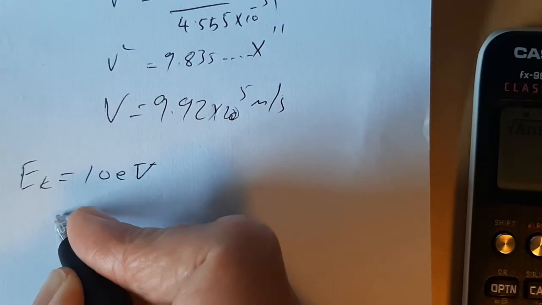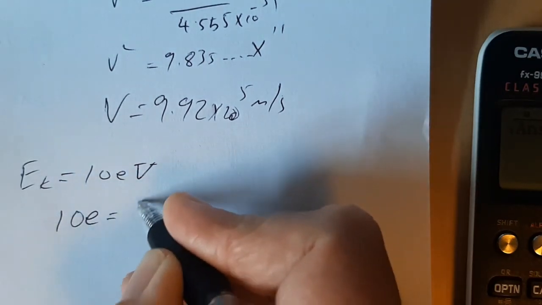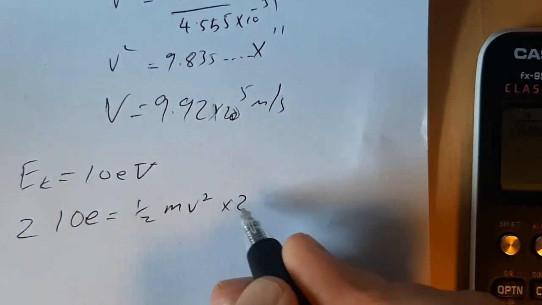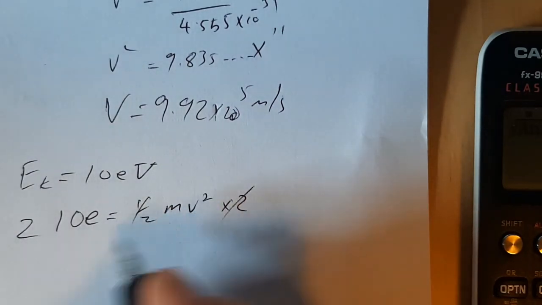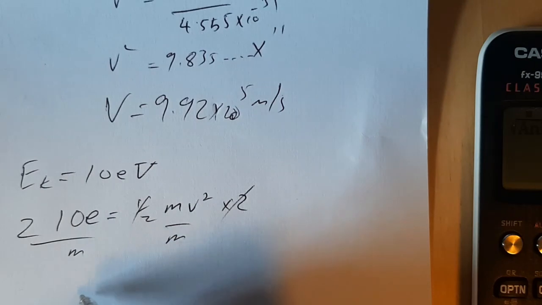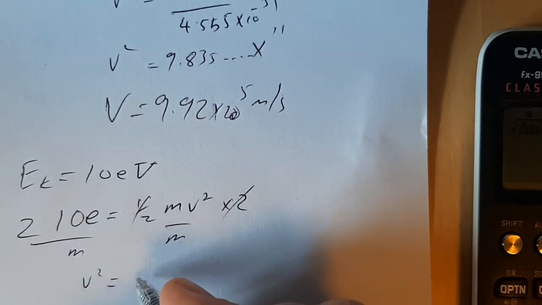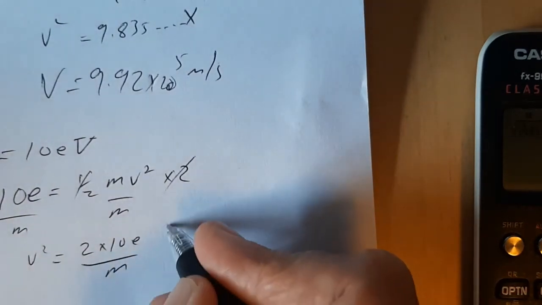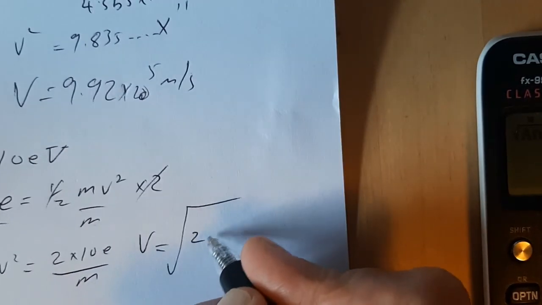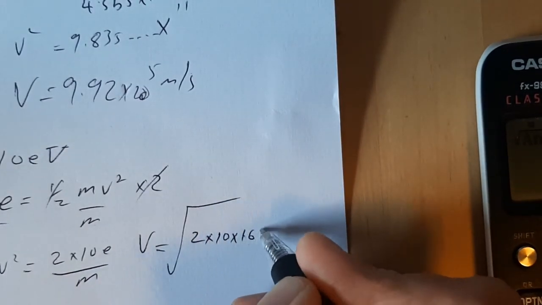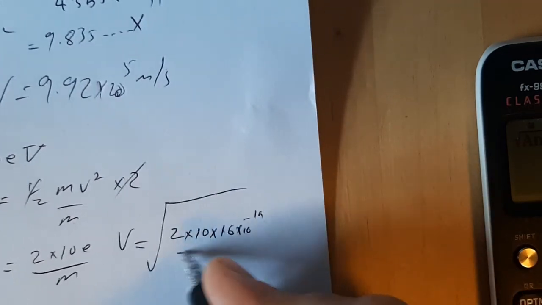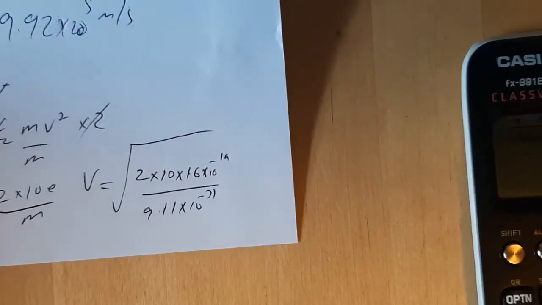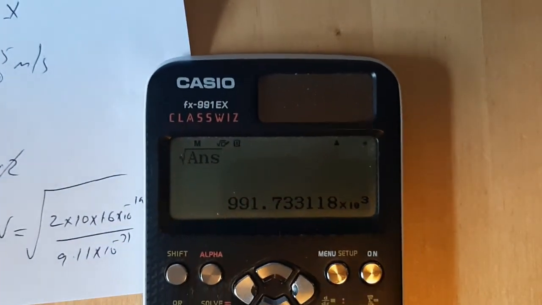Let me just do this in a different way now. So we're saying 10 eV equals a half mv squared. We can move the half across by multiplying both sides by 2. That then disappears. And then we can get v squared by dividing by m. So v squared is equal to 2 times 10 eV over m. So v is the square root of 2 times 10 times 1.6 times 10 to the minus 19 over 9.11 times 10 to the minus 31. It doesn't matter if you did it exactly the same way as me, but my job is to try to cover all the different ways of doing things.